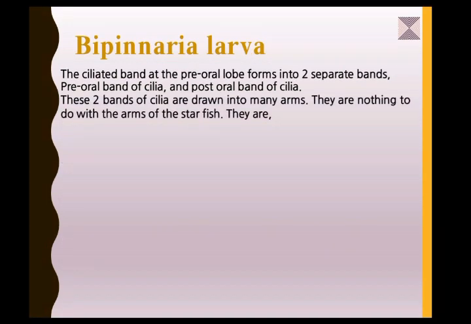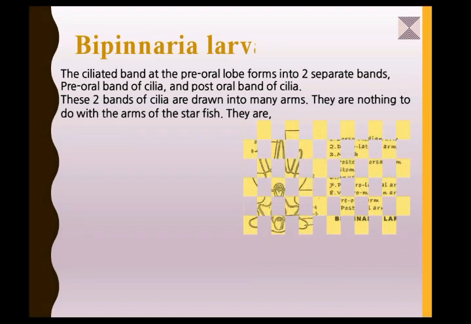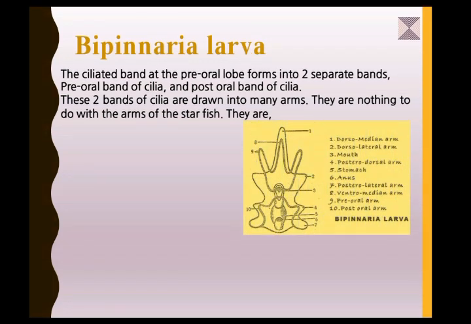Now these two bands of cilia are drawn into many arms, and this is a most important point in Bipinnaria. They have nothing to do with the arms of the starfish, but this is a very important, structurally important aspect. So these bands are drawn into arms, and here you can see that there are several arms present in the Bipinnaria larva.